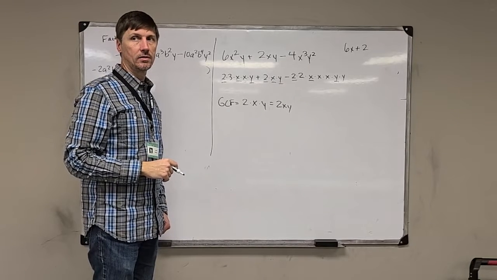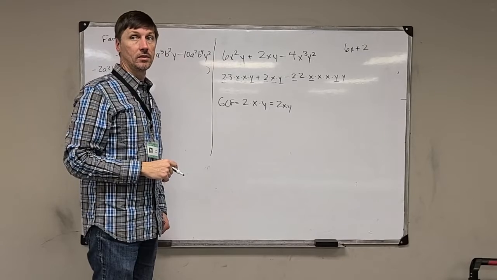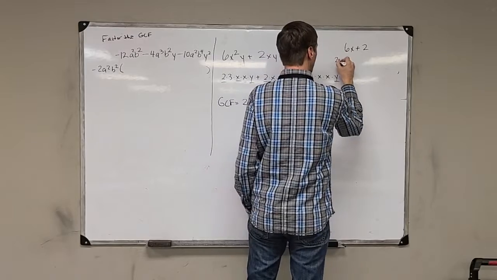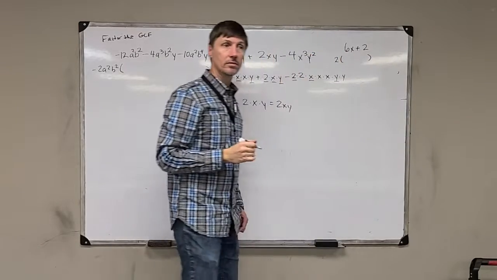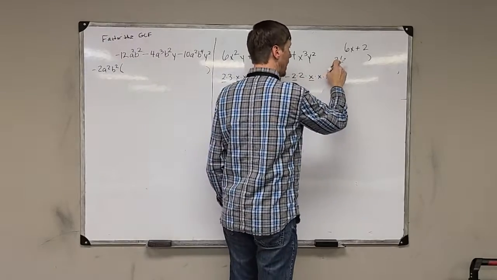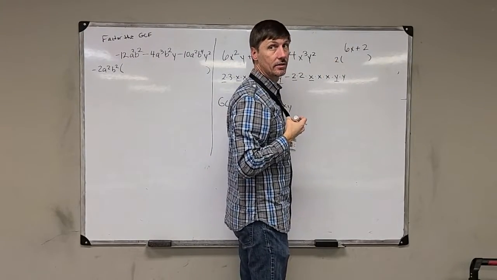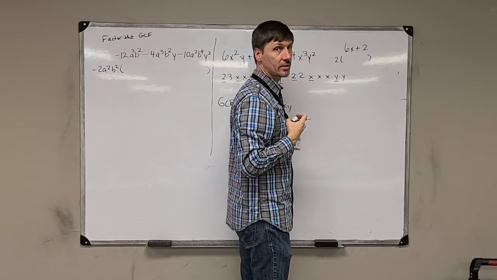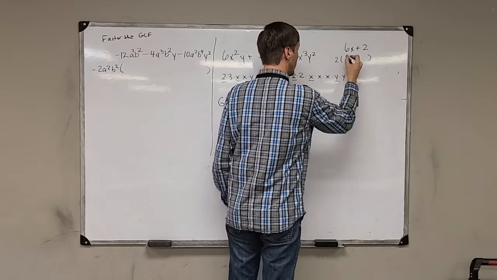It'd just be 2. There's not an x in both terms, so the only thing that's common to both terms would be the 2, right? And so what is it that I would multiply 2 by to get 6x? 2 times what would give me 6x? 3x, right? Does everybody see that?